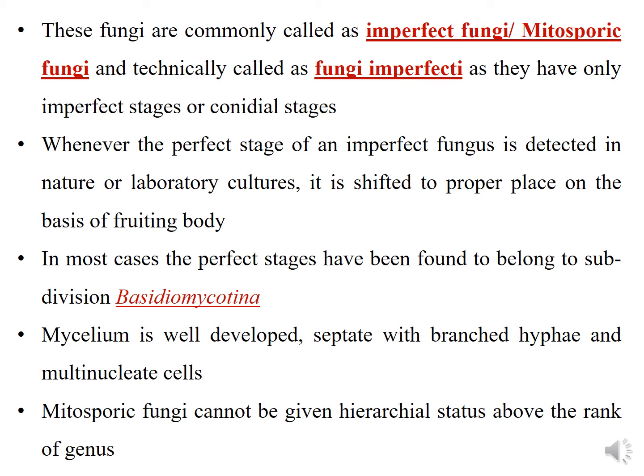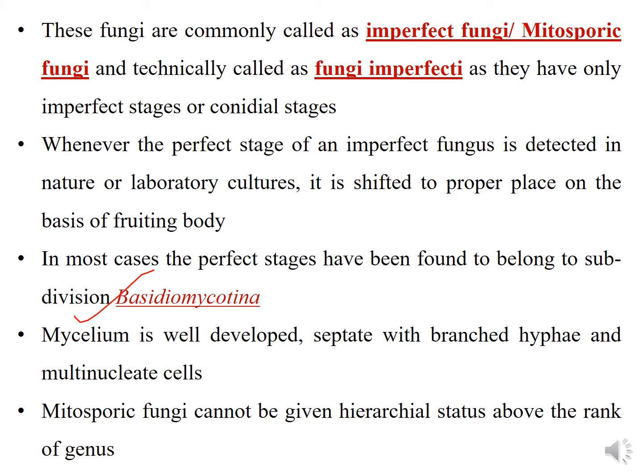And these fungi are commonly called imperfect fungi or mitosporic fungi because only conidia are produced in this group of fungi, as there is no sexual reproduction. Technically they are called fungi imperfecti because they only have an imperfect stage or conidial stage. And whenever the perfect stage is found, then based on the sexual fruiting bodies, they are generally placed under Ascomycotina or Basidiomycotina subdivision. In most cases the perfect stages found belong to the Basidiomycotina group.